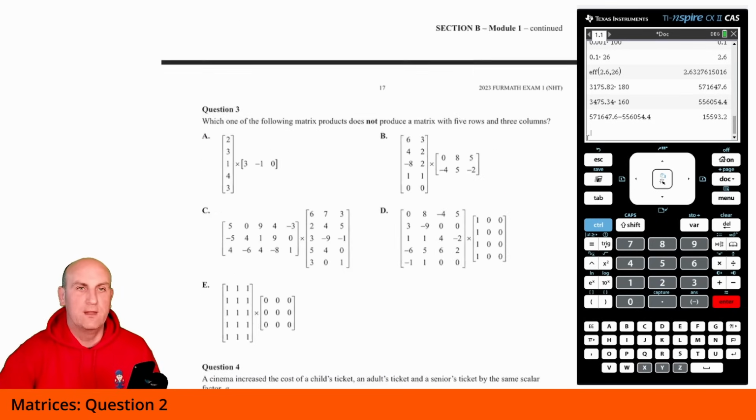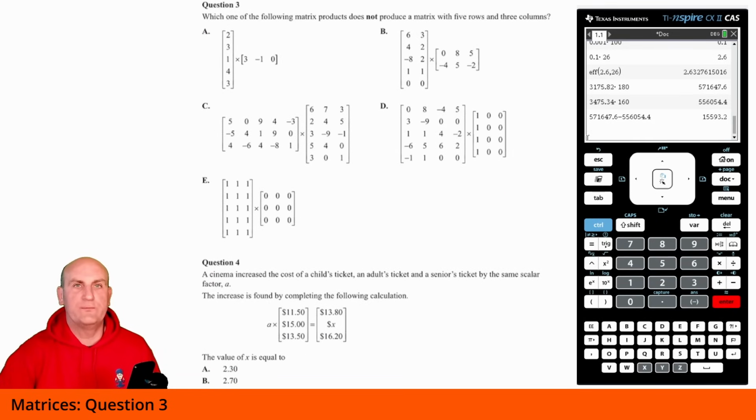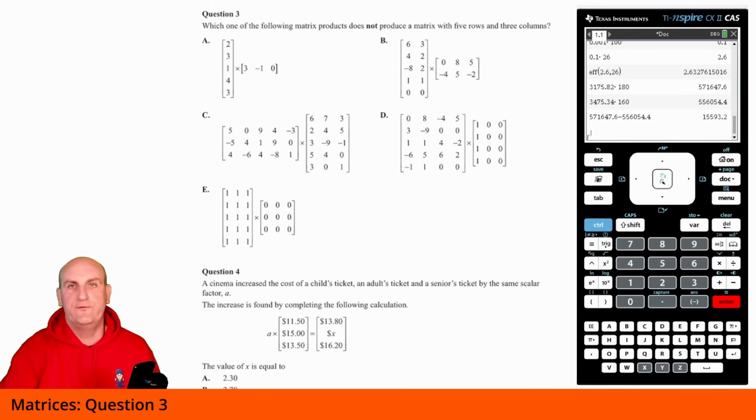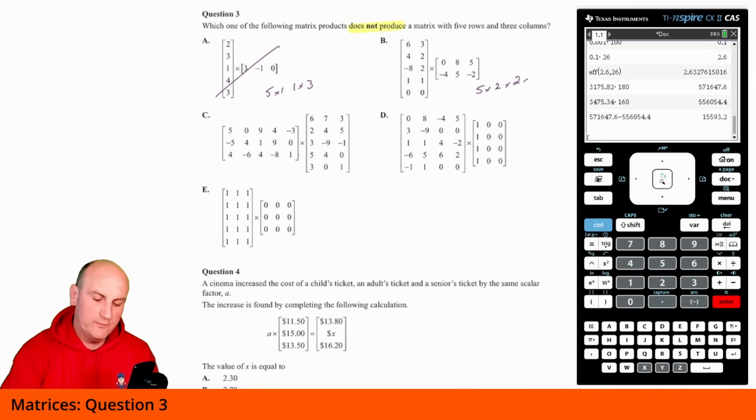Let's keep going. Which one of the following matrix products does not produce a matrix with 5 rows and 3 columns? Well, this is basically saying, do you know how to do the orders of matrices? So it's rows by columns. So that's going to be a 5 by 1, and that's a 1 by 3. That's going to give me a 5 by 3. Yes, but the question is trying to trick us and says which one does not. So that's the wrong answer. Try again. What have we got here? We've got a 5 by 2 and a 2 by 3. Oh, that is, but no, that's not the one we're looking for.